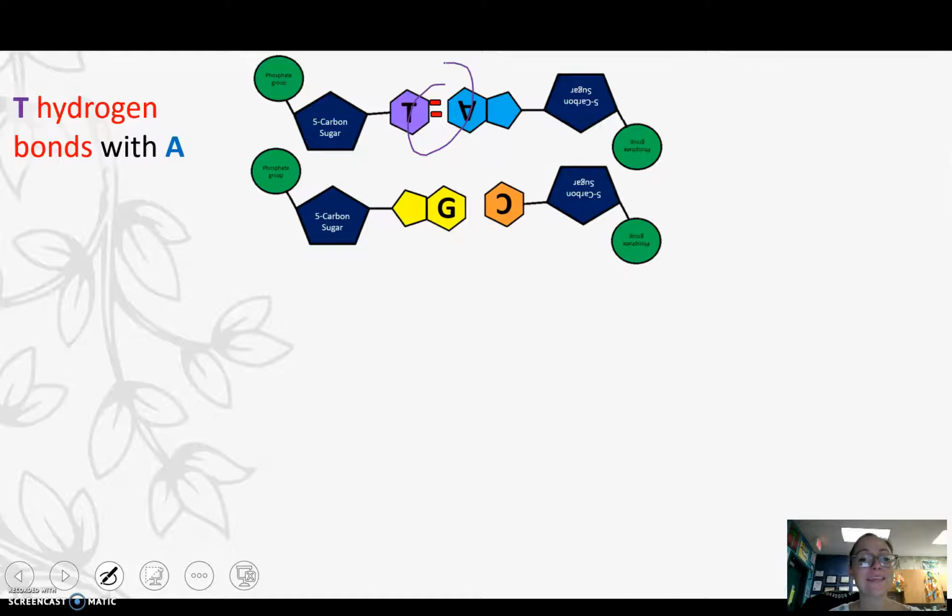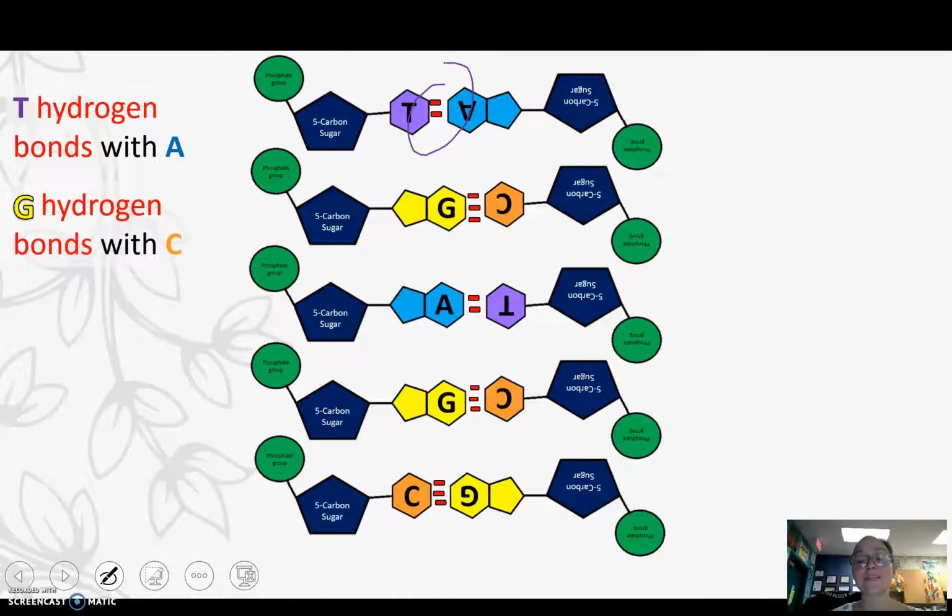You can see that while A and T have 2 hydrogen bonds, C and G have 3. So when we look at how our DNA forms, you can see how the middle rungs of that DNA ladder are held together by hydrogen bonds between base pairs.